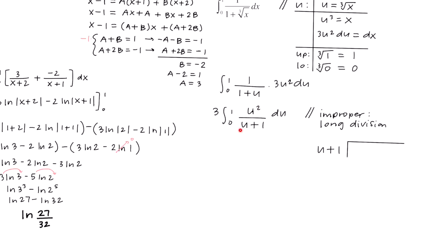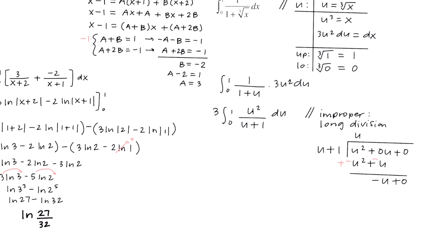So u squared over u plus 1. We take the u plus 1 and write it on the outside, and then we take this u squared and put it in here, and I'm going to write 0u plus 0. To start, we're going to say what times u makes u squared, and we get u. Then we take this u and distribute it to both of these, and write it down here. So u times u is u squared, u times 1 is u. At this point, we're going to subtract these, which is the same as adding their opposites. So the u squareds cancel, and you have 0u plus negative u, which makes negative u.